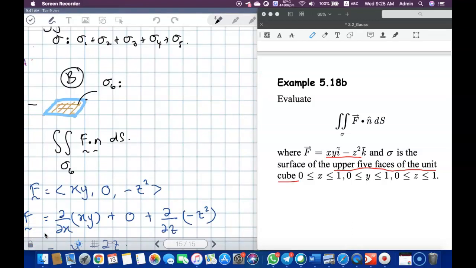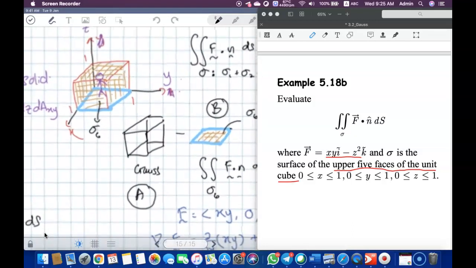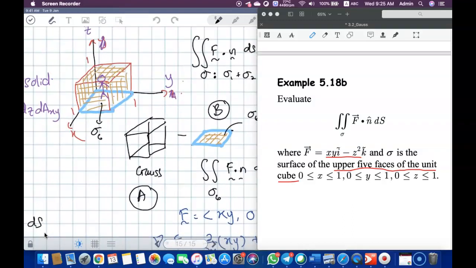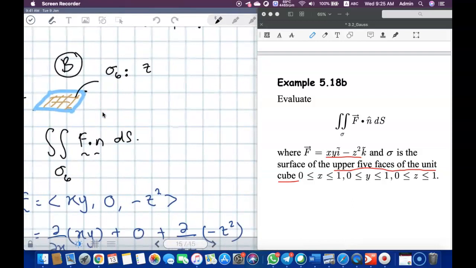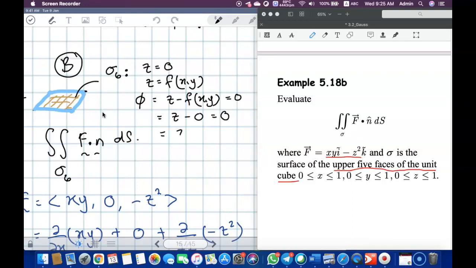So the equation, if you look at your sketching of the solid, should be z equal to 0. Okay, so the equation of the sigma 6 here is z equal to 0, where z is a function of x y. Now to get the phi, it is z minus f(x,y), and this will give you z minus 0 equal to 0, so z equal to 0. So in this case, your phi is z.